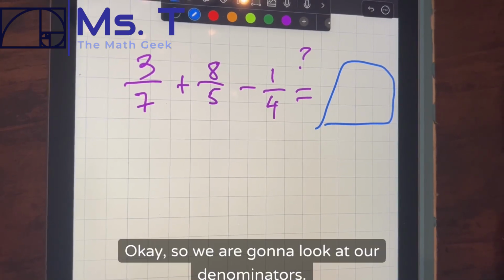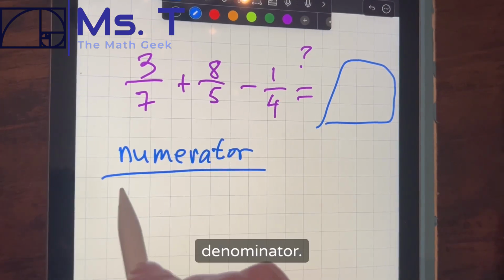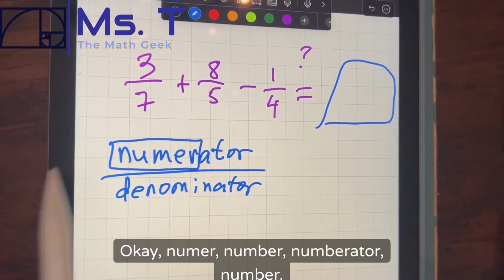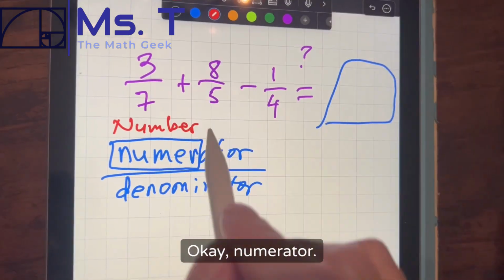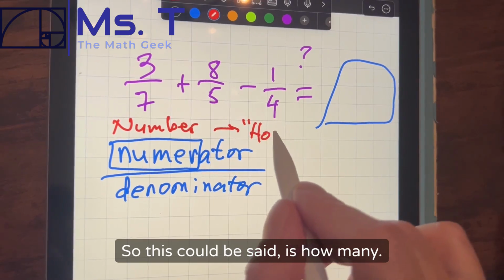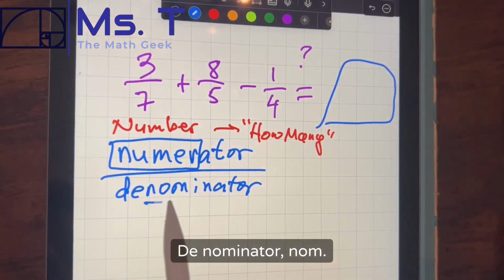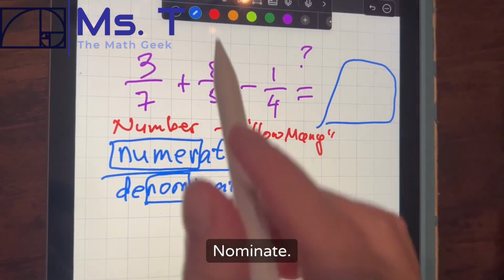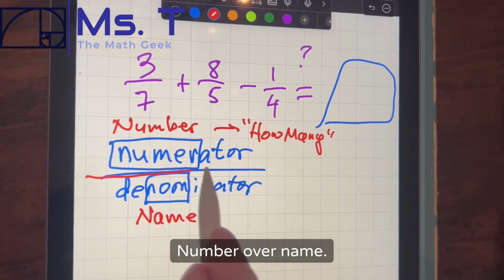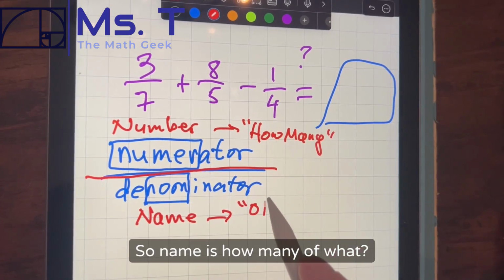Okay? So we are going to look at our denominators. So remember, numerator, denominator. Numerator, number, okay, numerator. So this is how many, okay? Denominator, nominate, nominal, nom is name, number over name. So name is how many of what?